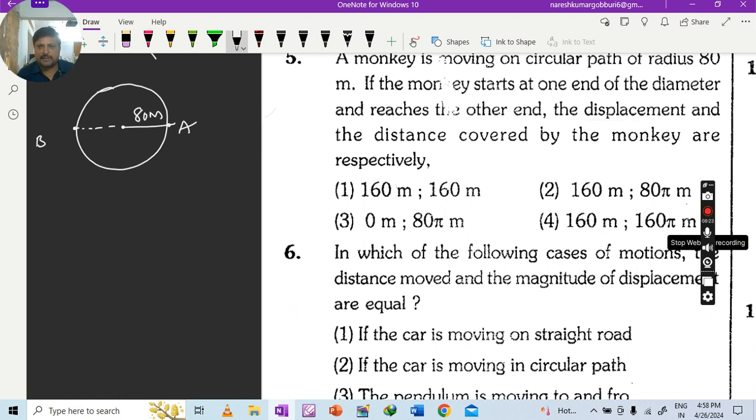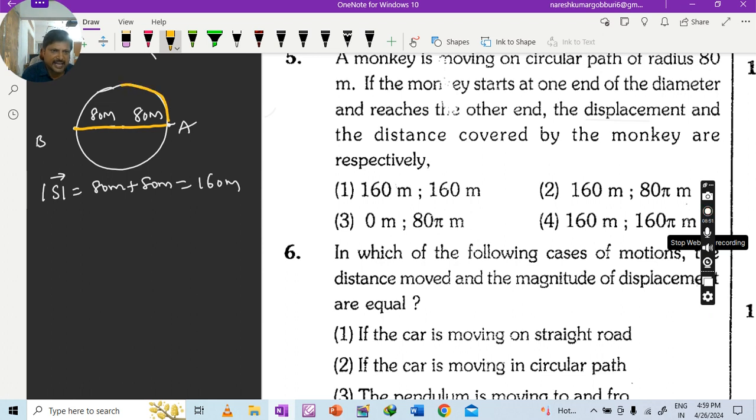Then calculate displacement. Here displacement means the straight line from initial to final, the shortest distance from initial position to final position. So this is the displacement. This is 80, so this is also 80. Then the magnitude of displacement is equal to 80 meter plus 80 meter, that is equal to 160 meter.